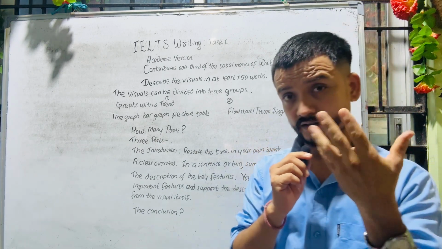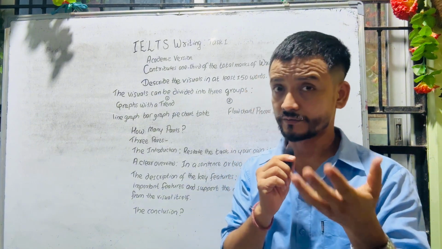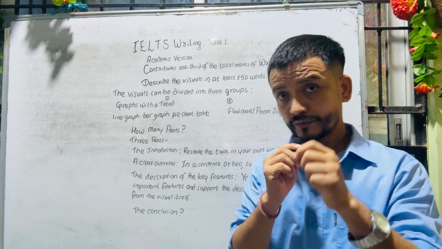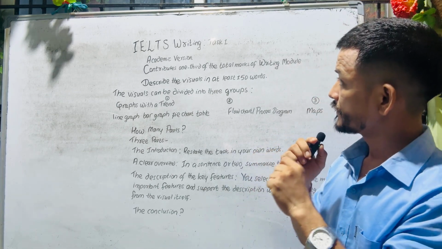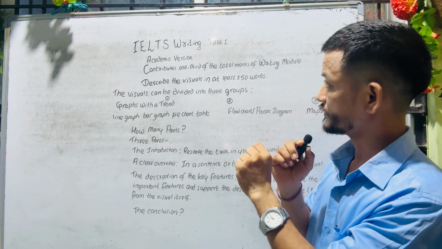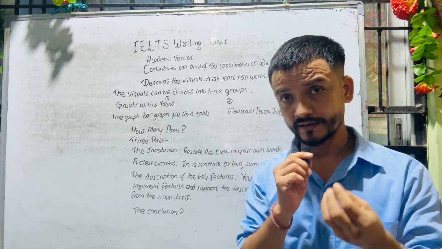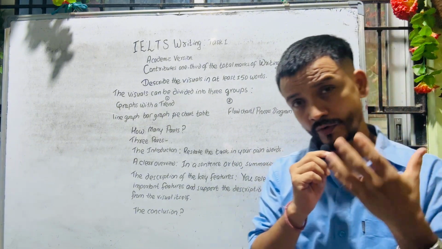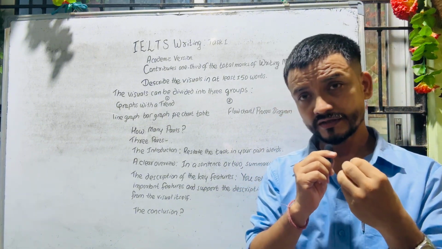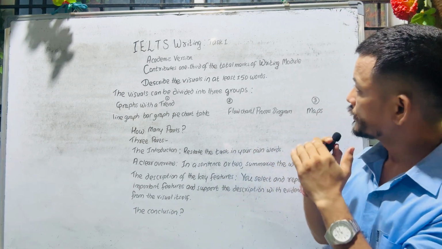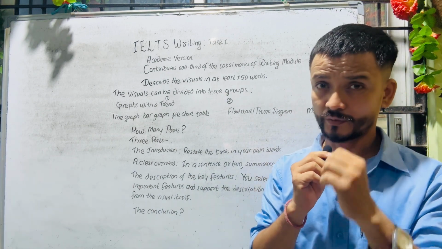So let's get started. What happens in IELTS writing task 1? You are supposed to spend 20 minutes on describing the visuals in at least 150 words. You can write more than 150 words, but you should not write fewer than 150 words.